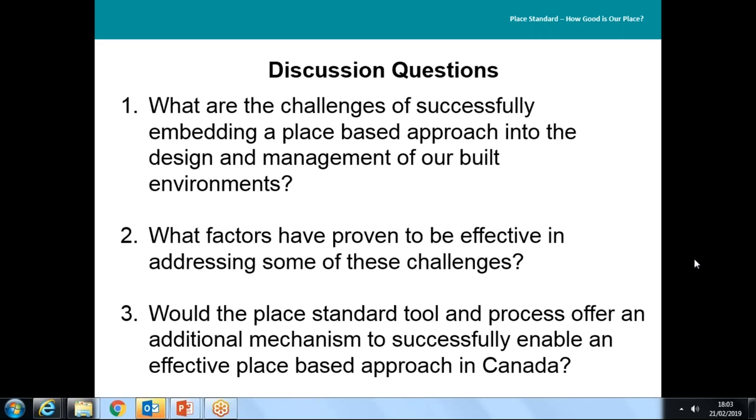Go ahead, John. Please continue, Tina. Okay. So yes, it offers an additional mechanism. It takes a complex process and makes it user-friendly. I can see this being highly beneficial for people working at the community level to identify opportunities and challenges within the community. And finally, I think it could support a consultative approach with the community during master planning processes, for example, official community plans, master transportation plans, et cetera. Okay, so that's all the comments that we have so far for the discussion questions.